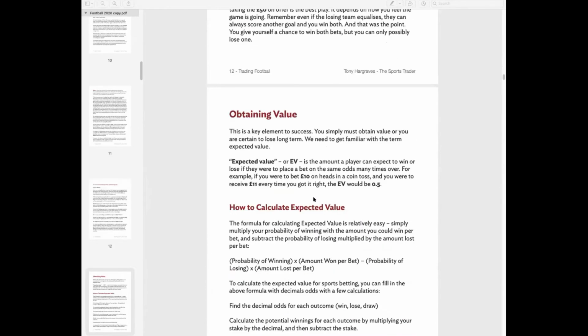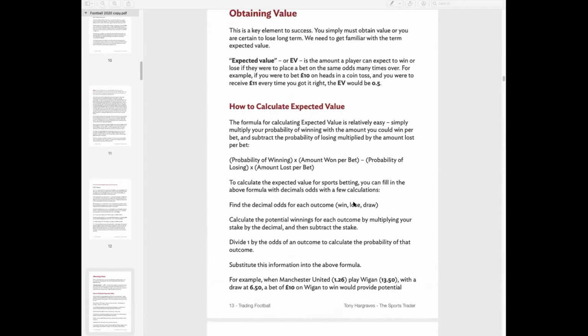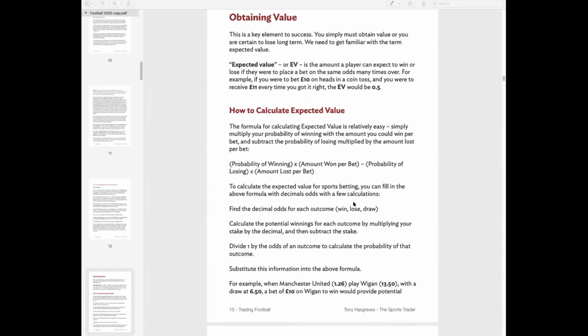All right. So obtaining value. We've looked at obtaining value yesterday. That's the second most important key element to success. Obviously, your analysis has got to be good. Bad analysis will not win you any trades, okay? So we've got a section in the book here on how to calculate expected value.